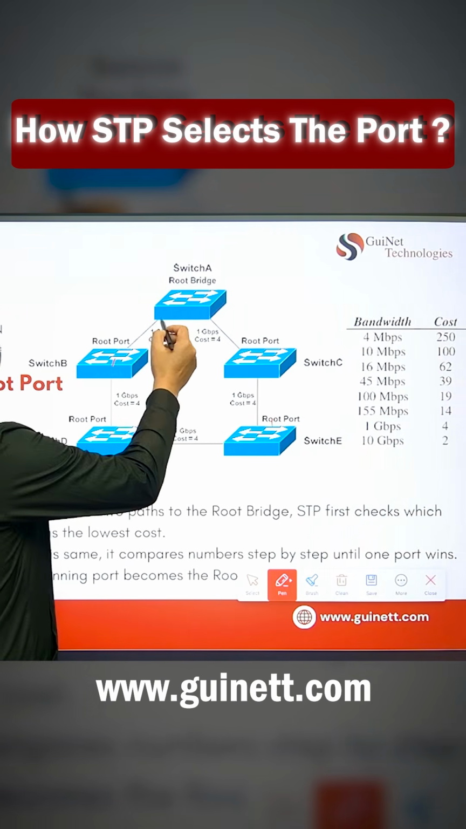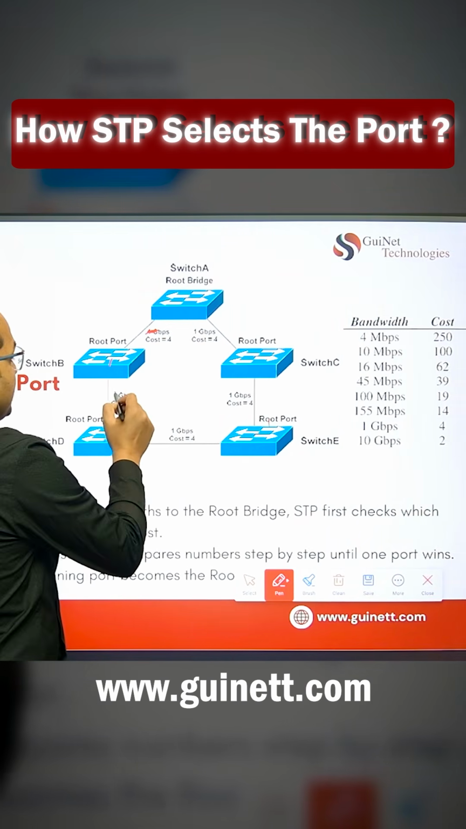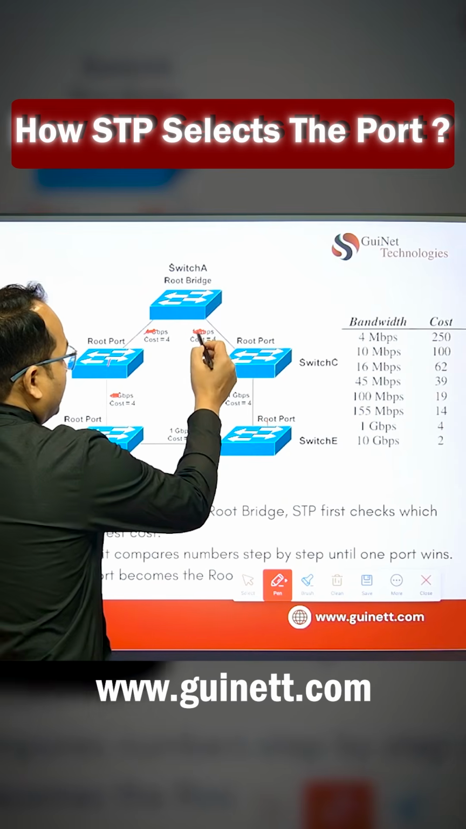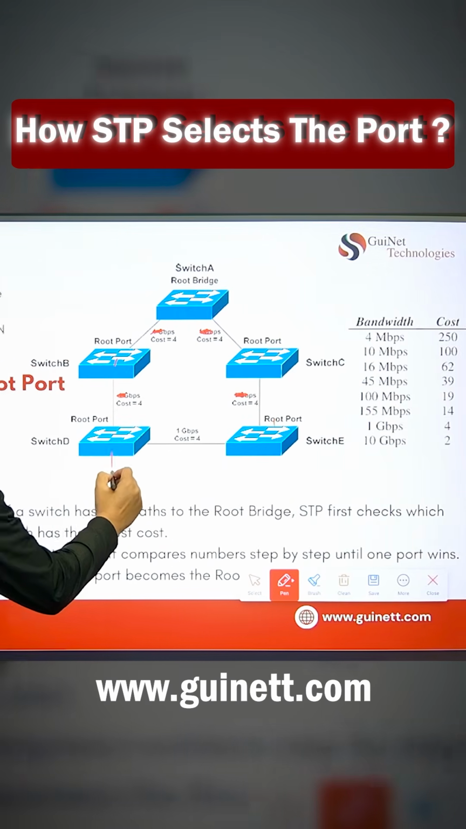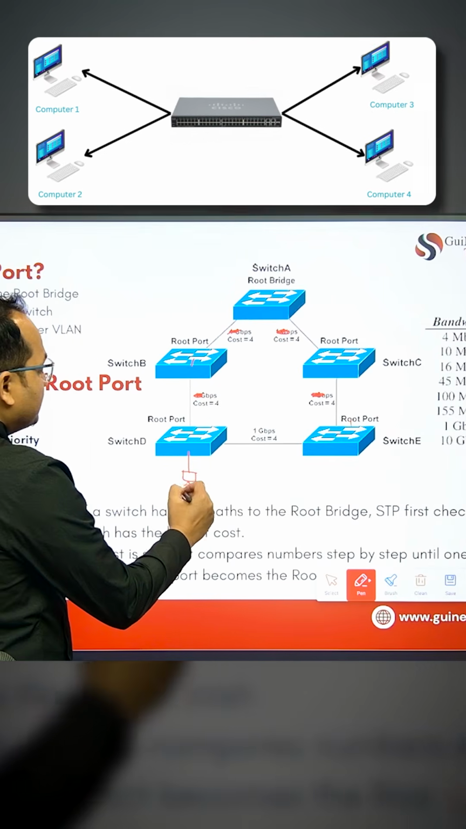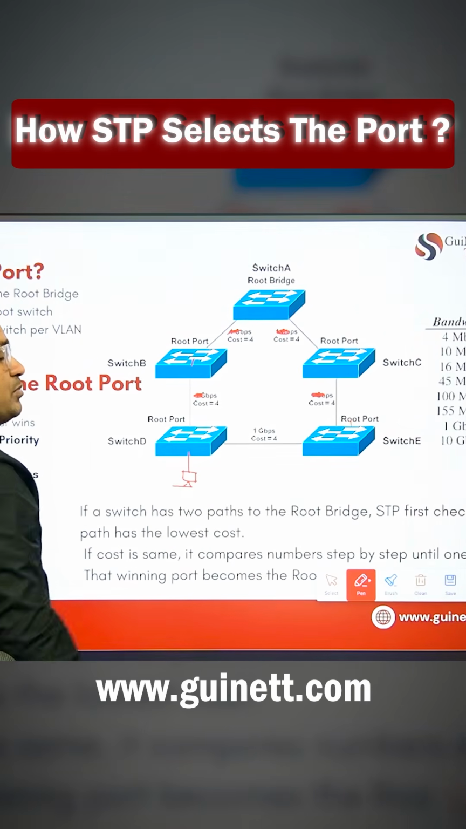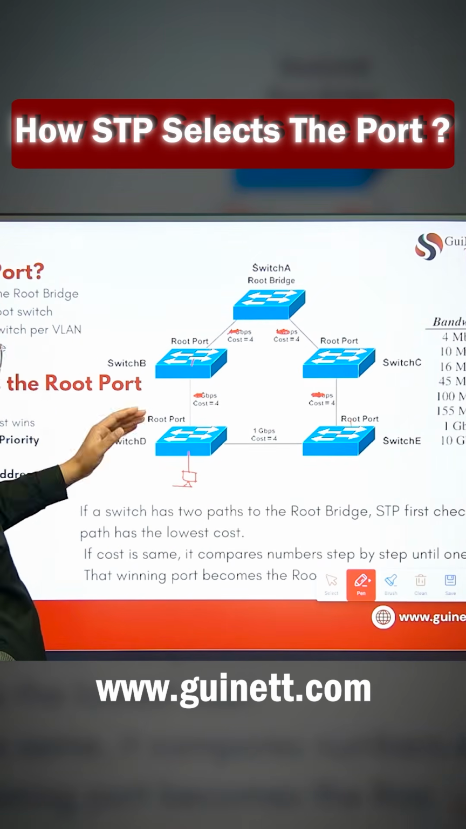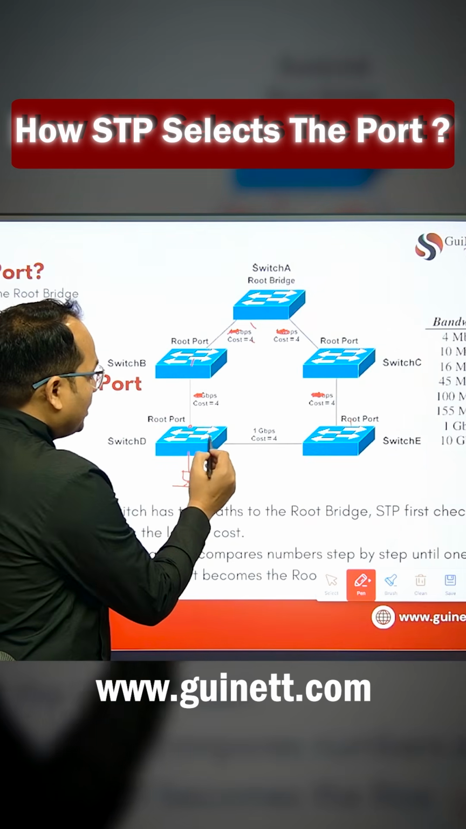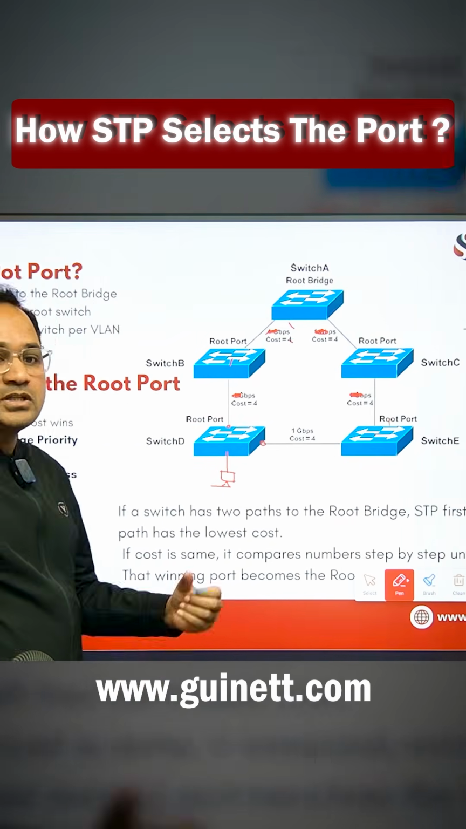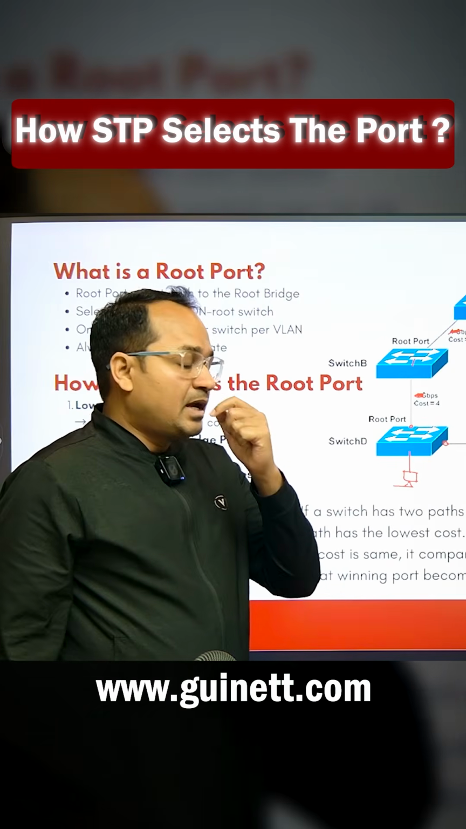So let's suppose this is the link. Just forget about the Mbps, Gbps written here for the time being. Let's suppose one PC, or maybe a switch, is here, and they want to communicate with the root bridge for any kind of communication. Then this port is going to become the root port, or this port is going to become the root port. How this calculation is going to happen, that we have to understand.